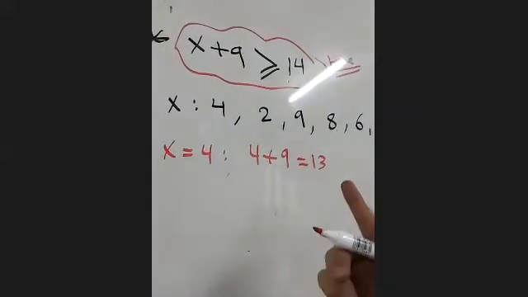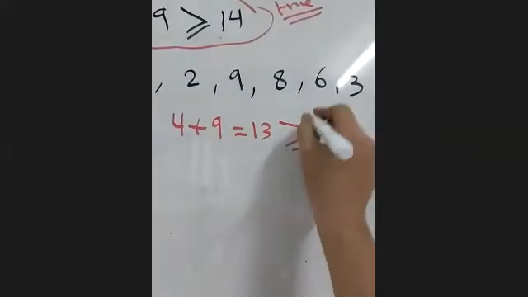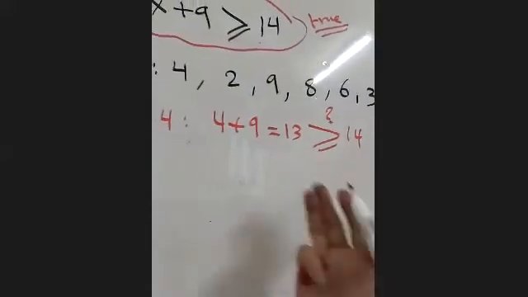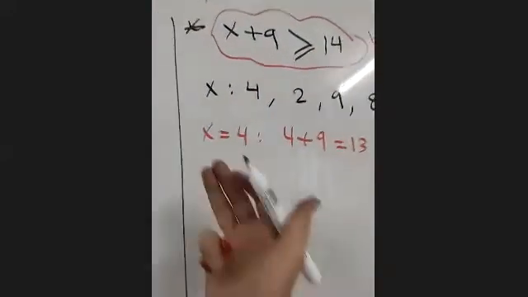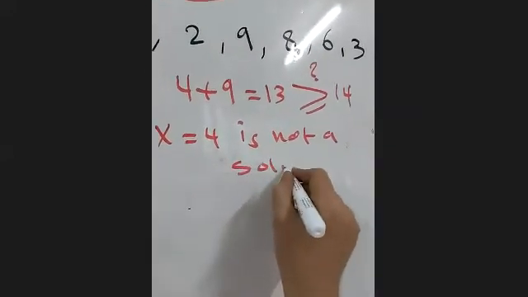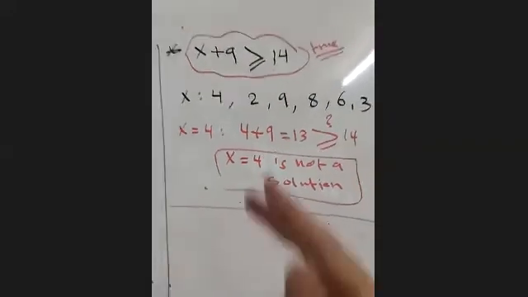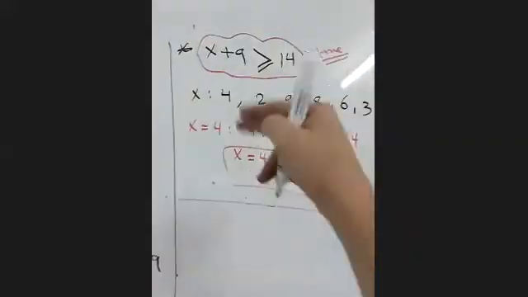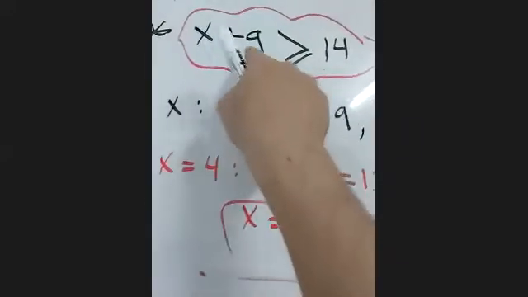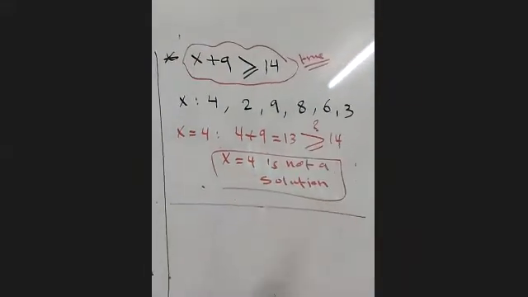13. Now I will ask myself a question. Is 13 more than or equal 14? I'm putting a question mark here. Is 13 more than or equal 14? No. 13 is not more than or equal 14. So x equal 4 is not a solution. So to know if the given number is a solution for the inequality or not, replace the variable by the value, then check. So we replaced 4 here. 4 plus 9, 13. Is 13 more than or equal 14? No. So 4 is not a solution.